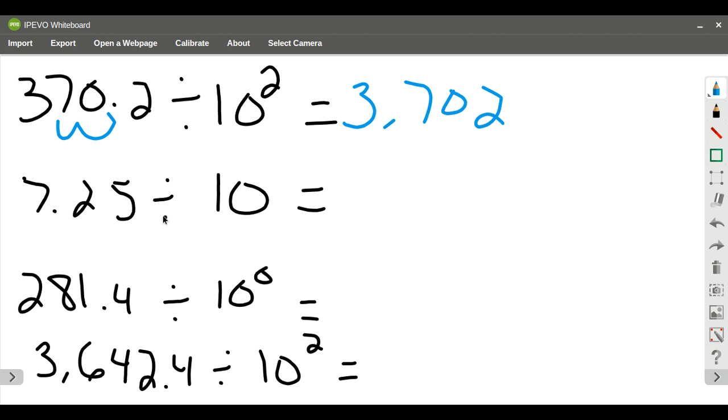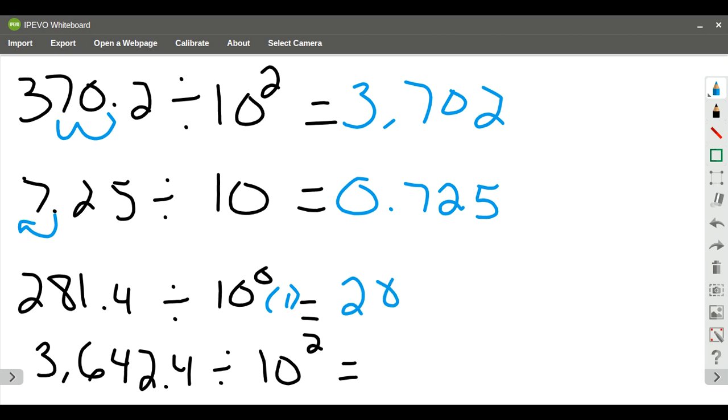7 and 25 hundredths divided by 10. So I'm going to move my decimal 1 place to the left. And when I move it 1 place to the left, I'm going to put my placeholder 0, decimal 725. Okay, 281 and 4/10 divided by 10 to the 0 power. Remember that 10 to the 0 power is really 1. So the decimal is not going to move here. It's going to be 281 and 4/10.